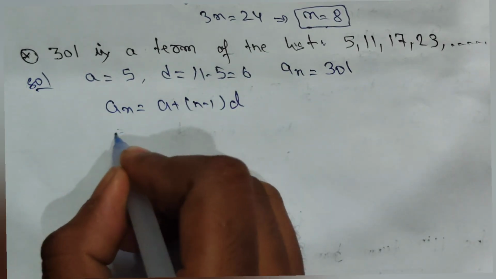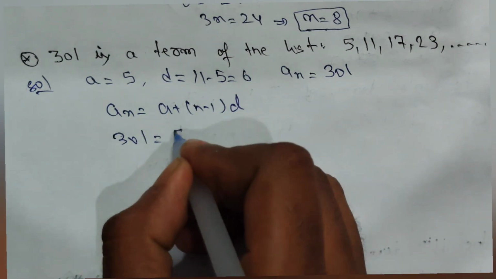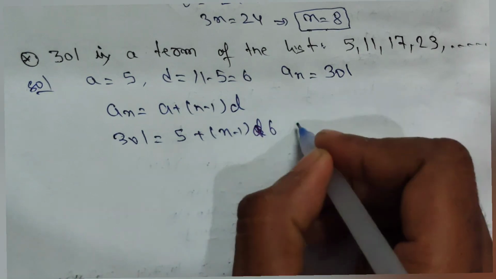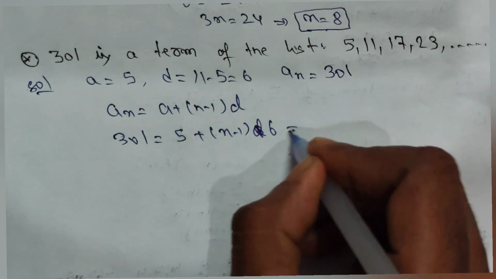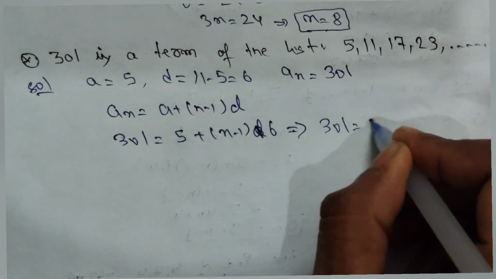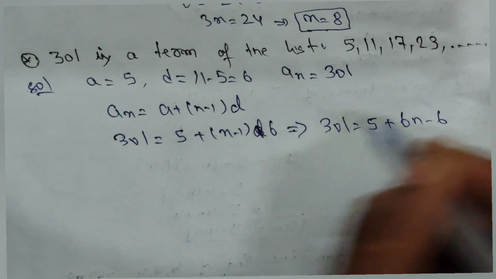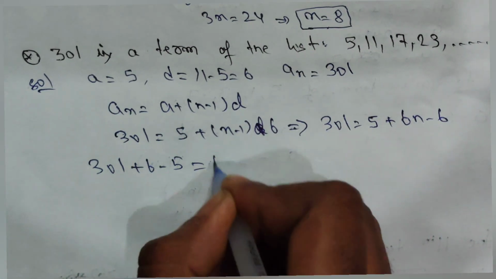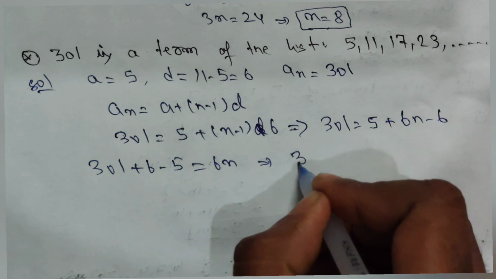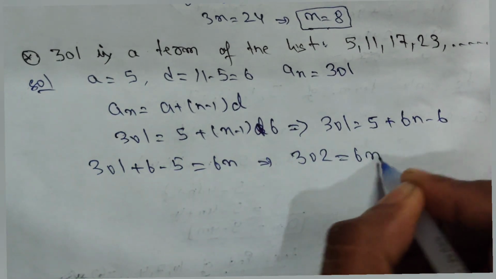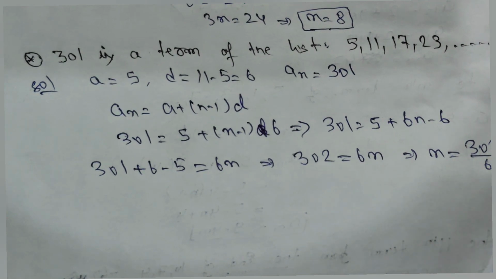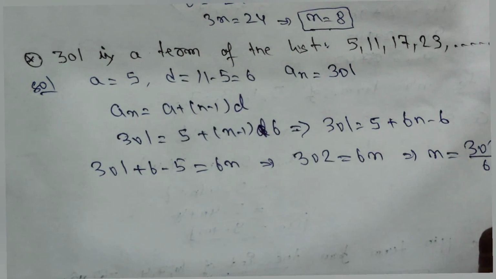So an, which is 301, is equal to 5 plus n minus 1 times d. The d value is how much? 6. So 301 is equal to 5 plus 6n minus 6. Next, 301 plus 6 minus 5 is equal to 6n. So 302 is equal to 6n, so n is equal to 302 by 6. When I solve, I am going to get 151 by 3.